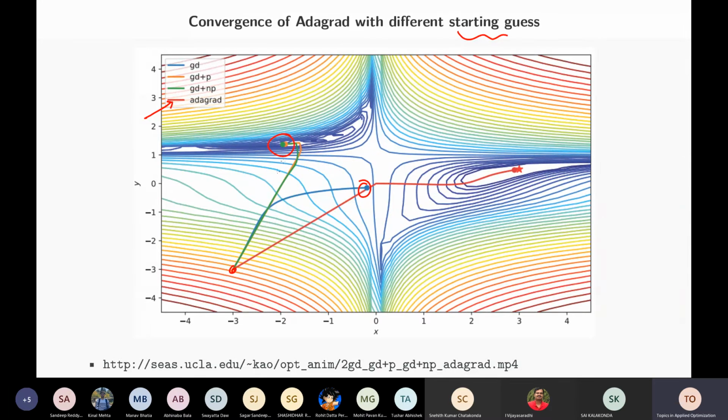But the momentum based method went into some local minima. Okay, it's not foolproof that AdaGrad is always the best and so on. It's not foolproof, but it's just an example telling you that different behavior is to be expected.